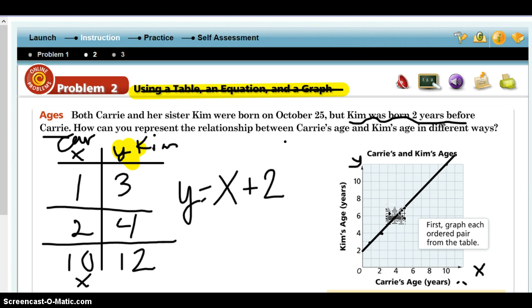You can see that anywhere along this, so at 6, when Carrie's 6, then Kim is 8, and so forth. So we start with a problem. You might say, this one is so easy. Yes, but we're going to start with the easy ones so that we can move on and continue and get to the tough ones later.